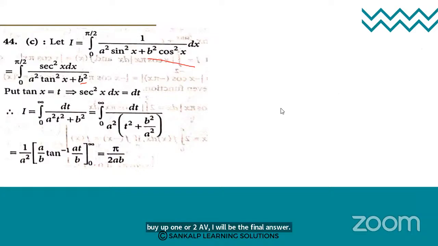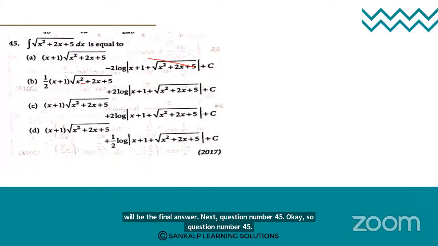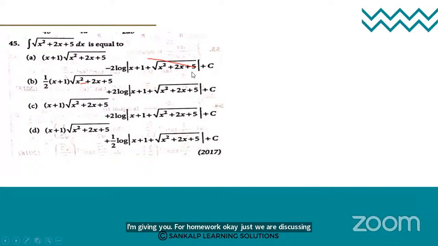Next, question number 45. I am giving it for homework, we are just discussing. So this is again a direct question. Here we need to split the integral of root of x square plus 2x plus 5 as the sum of a perfect square plus some term.